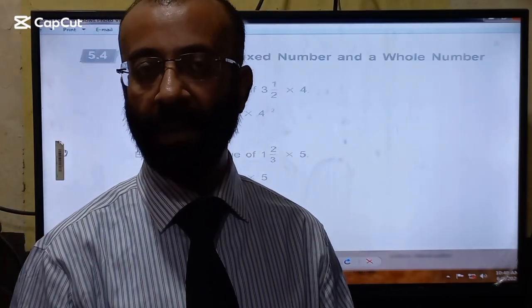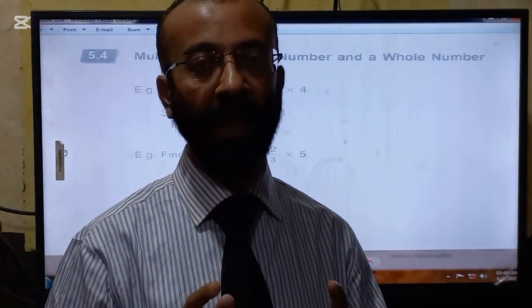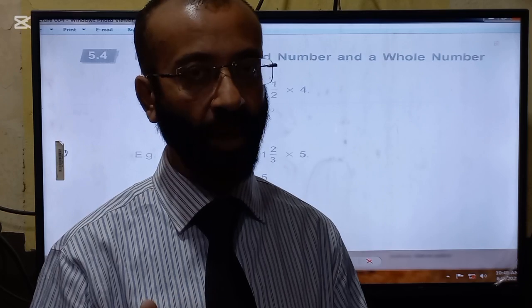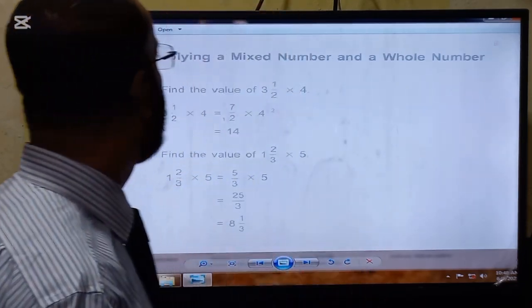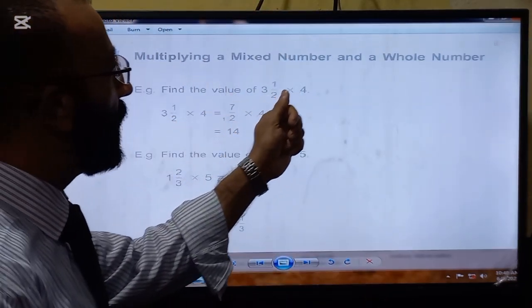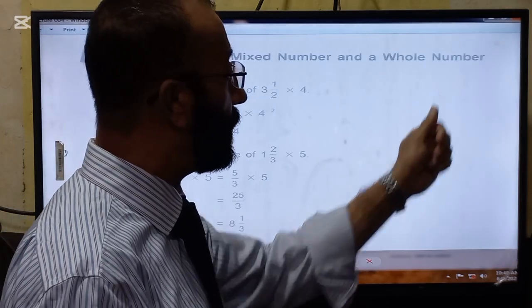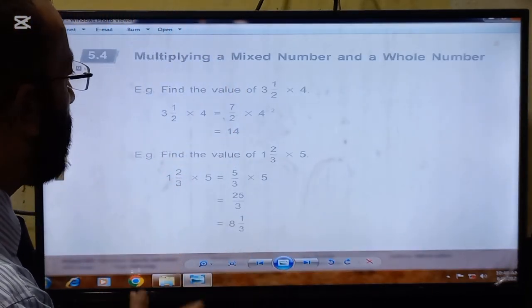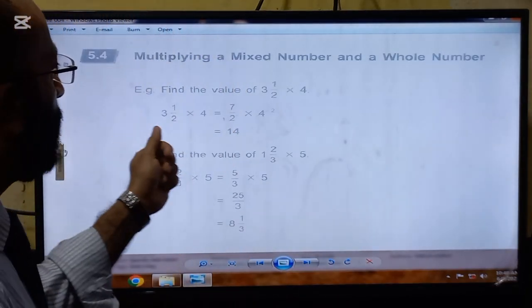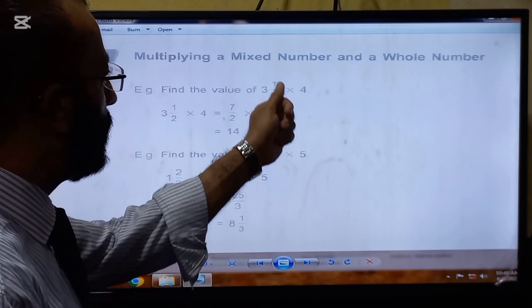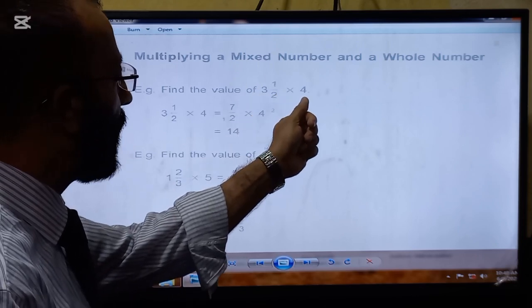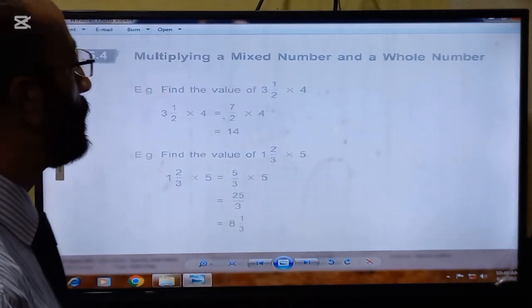Good morning, students. Our topic today, in the topic of fractions in the subject of mathematics, is multiplying a mixed number and a whole number. So examples are here. Find the value of 3 and 1 by 2 multiplied by 4. This is a mixed number multiplied by 4. This is a whole number.